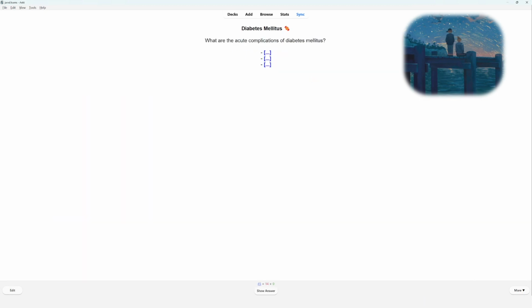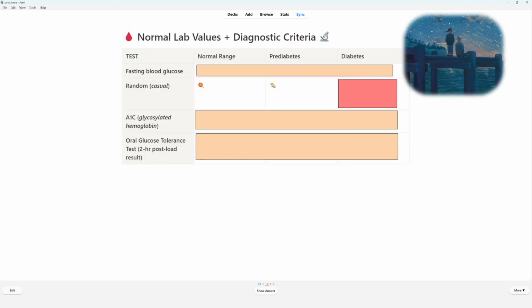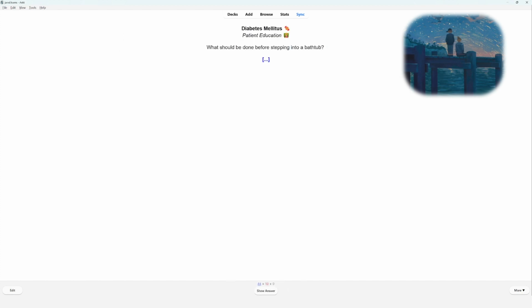Acute complications of diabetes mellitus. That's hyperglycemia, hyperglycemic hyperosmolar state, and then DKA, hypoglycemia. Over 200, chronic, classic signs and symptoms of hyperglycemia.